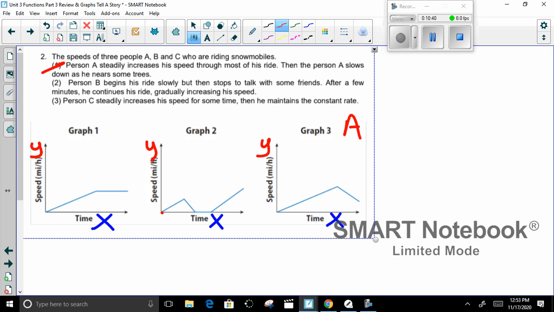So here, this is steadily catching up speed. And then he wants to talk to his friends, so he decreases his speed. And this is the time he talks to his friends. And then it says he gradually increases his speed. There we go. This is person B. Person C steadily increases his speed, then he maintains a constant rate. So slowly he's increasing his speed, and then he is maintaining his speed. His speed is a constant speed over that certain amount of time. So this is person C.